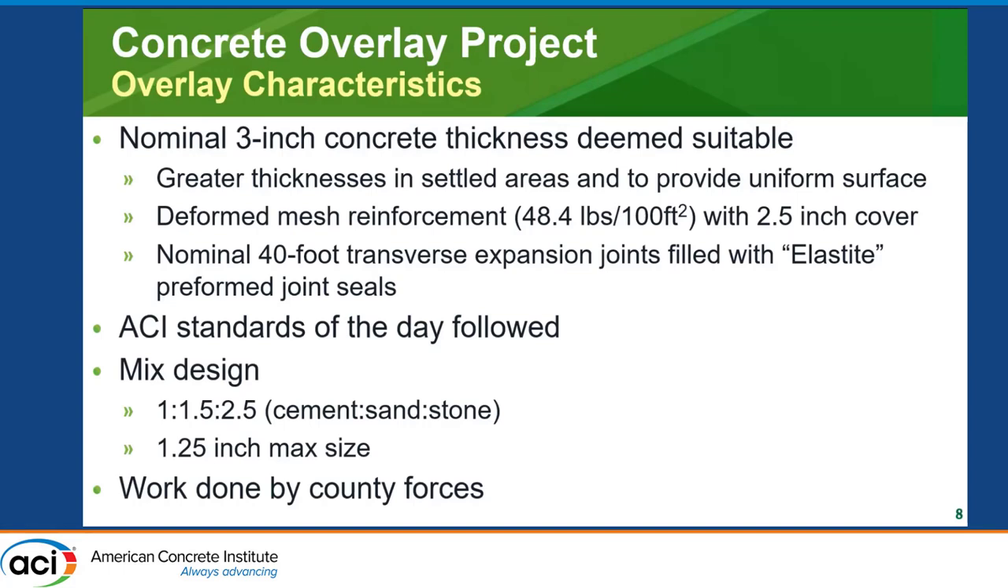And they filled those with a material that they called elastite, which essentially was just a preformed joint seal type material. It was constructed with the ACI standards of the day that, again, as I mentioned earlier, were developed by ACI in a 1914 publication. The mix design was a 1 to 1.5 to 2.5, that's the cement, sand, and stone mixture, with a 1.25-inch maximum top size for that aggregate used in the concrete. So actually a pretty good top size material for that overlay.